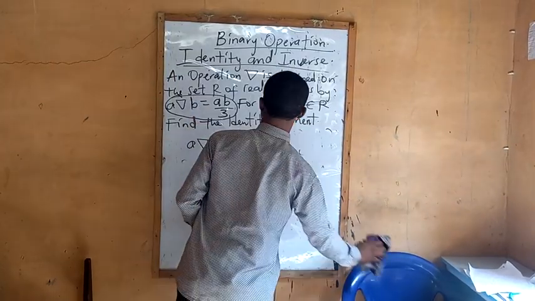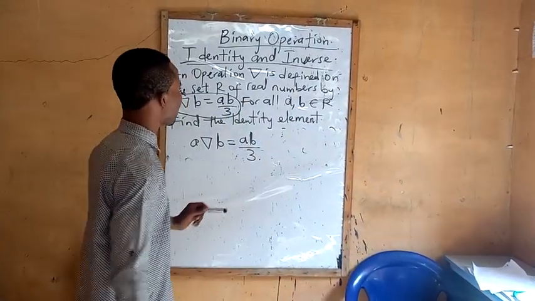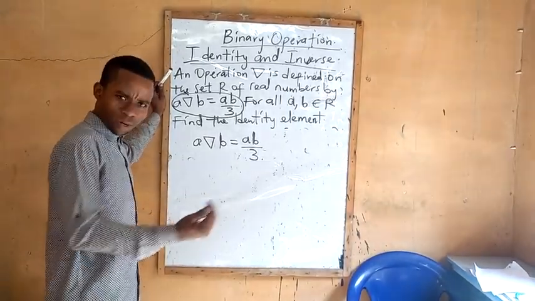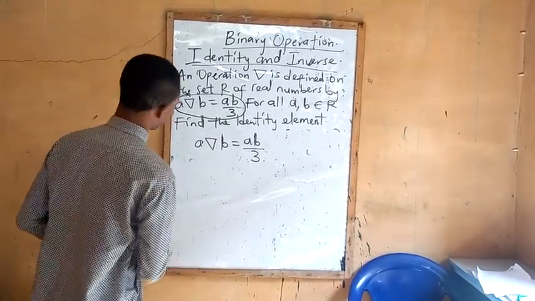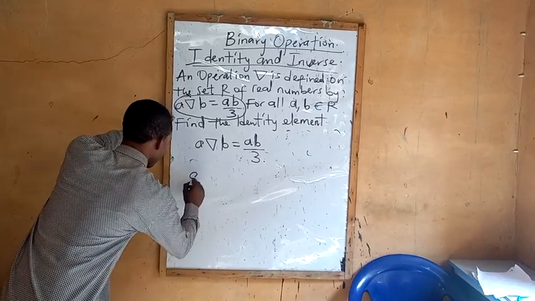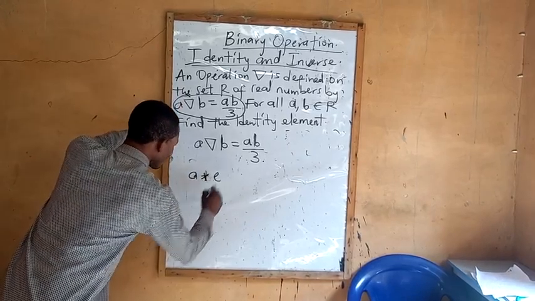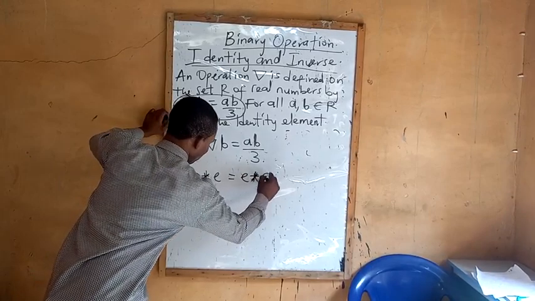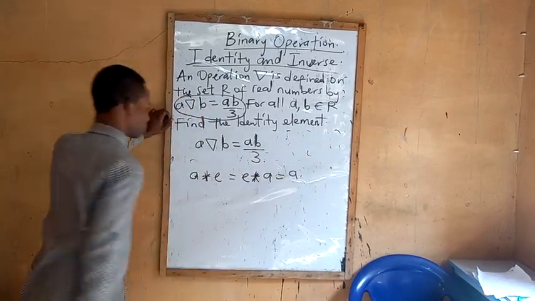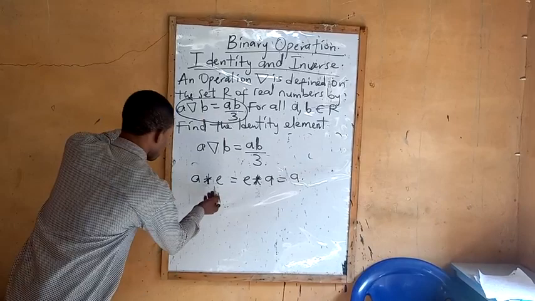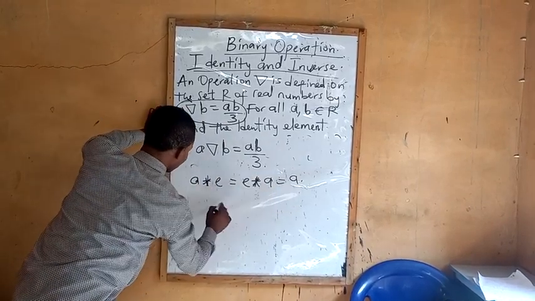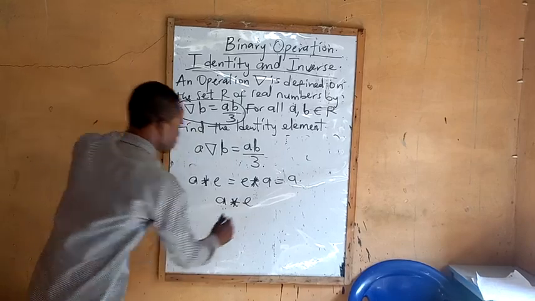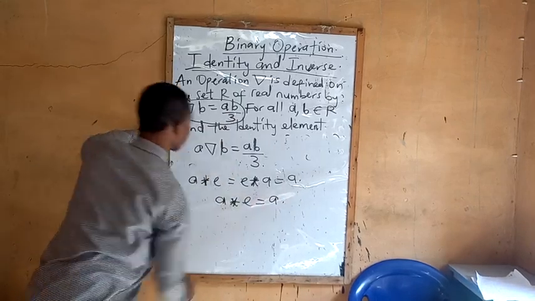Now, they ask us to find the identity element. I told us earlier that when we are looking for the identity element, you can write out the formula. The formula for identity is A asterisk E equals E asterisk A equals A. Now you just need to pick this one: A asterisk E, which is our identity, equals A.